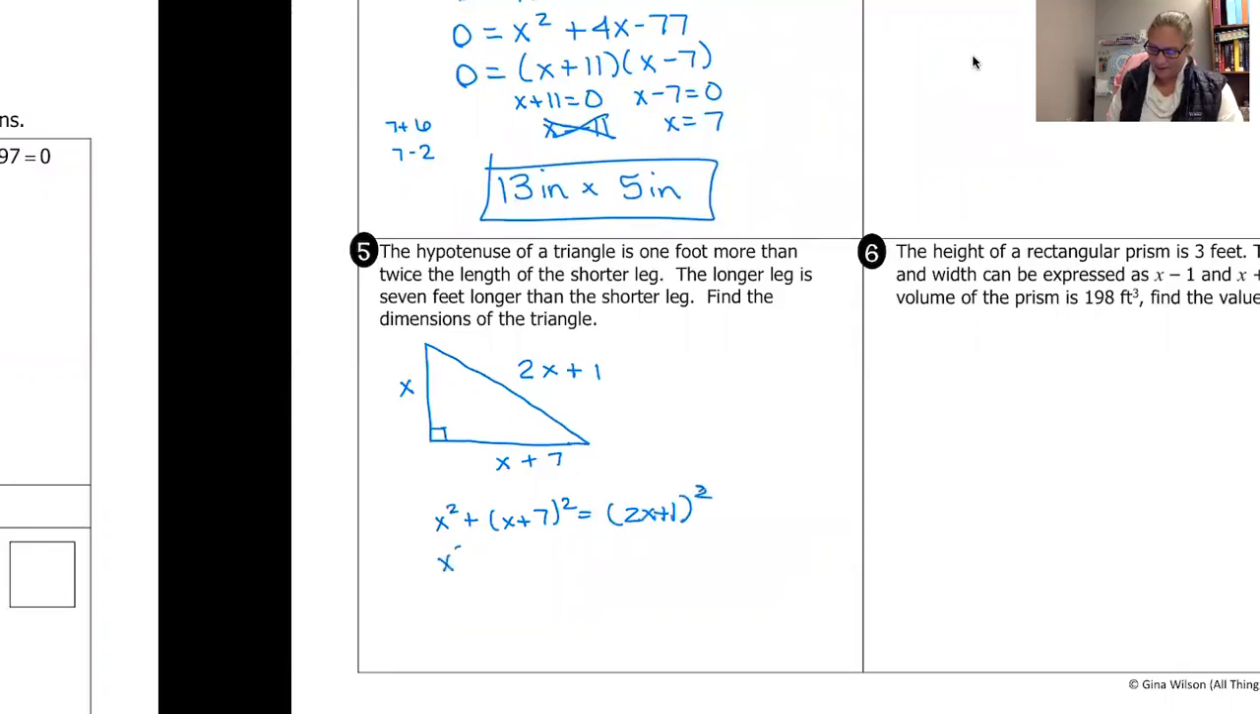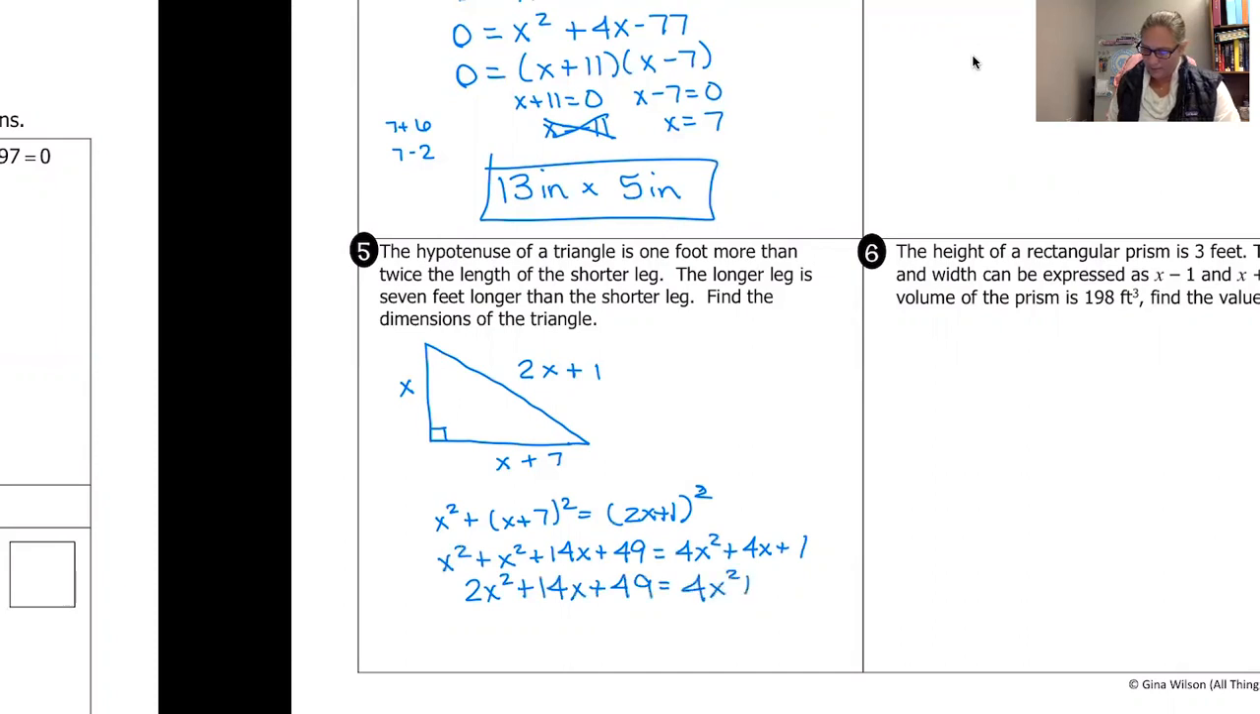So x squared plus 14x plus 49 is equal to 4x squared plus 4x plus 1. So that's 2x squared plus 14x plus 49 equals 4x squared plus 4x plus 1. Setting it equal to 0 gives you 2x squared minus 10x minus 24. We're going to factor out a 2.